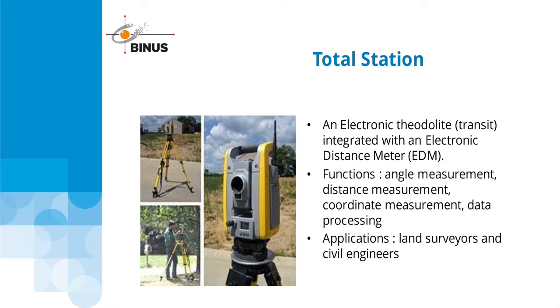The next modern surveying equipment is a total station. This is a digital theodolite integrated with an EDM. Its function is to measure angle, distance, and coordinates, and automatically process them into drawings.